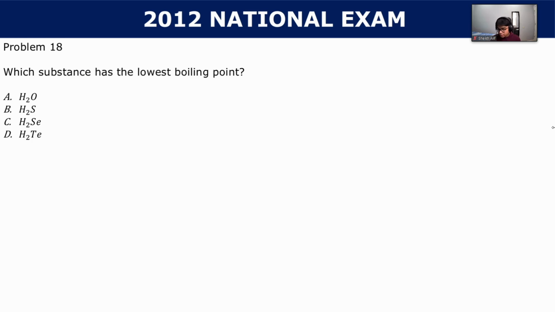Which substance has the lowest boiling point? You might be tempted to go with H2O because it's going to have the least London dispersion forces since it's the smallest. But remember, water has those hydrogen bonds, and so they're going to be pretty strongly put together. So it's not going to have a low boiling point. And now, since the dominant forces in all of these are going to be your London dispersion forces, it can't be C or D because they're going to have more London dispersion forces than H2S since they're bigger than H2S. So our answer is going to be B, which is H2S.